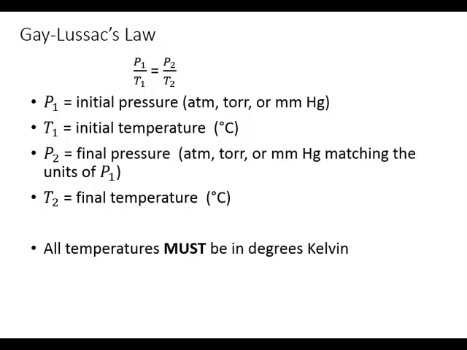So, in order to use these formulas, you must convert all your temperatures to degrees Kelvin. That means we use this formula again, where we take the temperature in Celsius and add to it 273 to get the temperature in Kelvin.